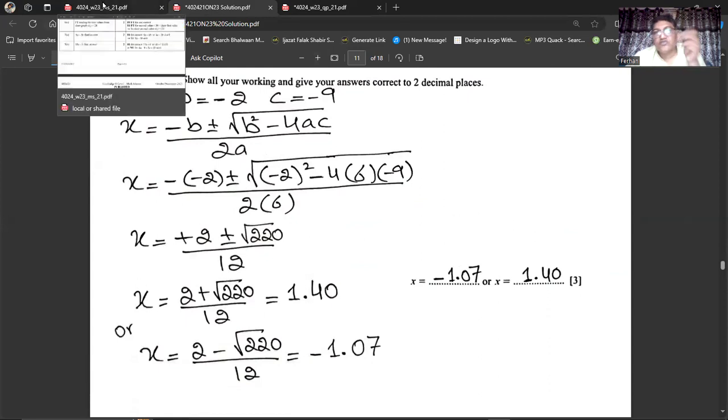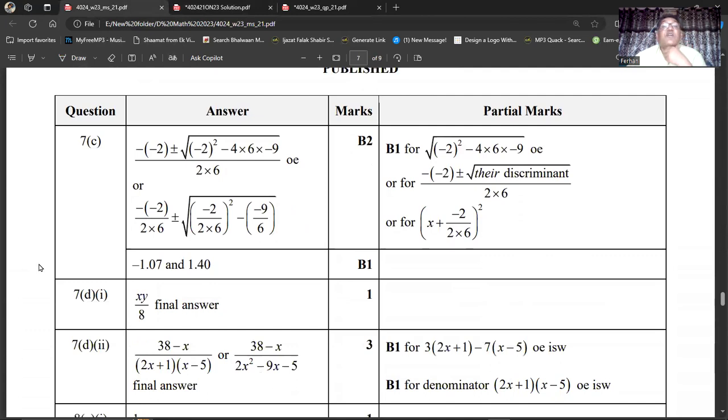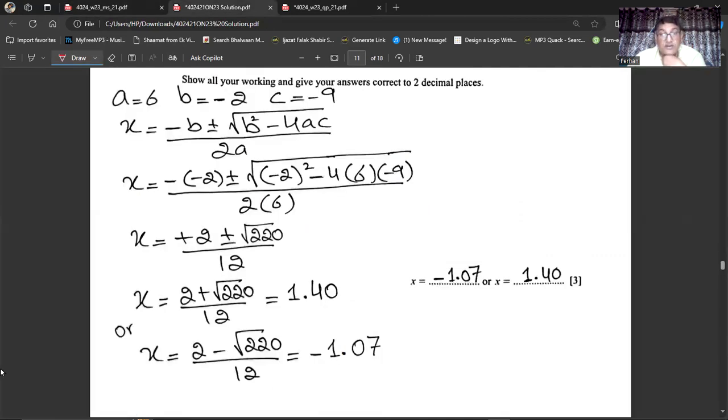So this is the whole solution, and let me show you the answer. Minus 1.07 and 1.4, our answers are right.